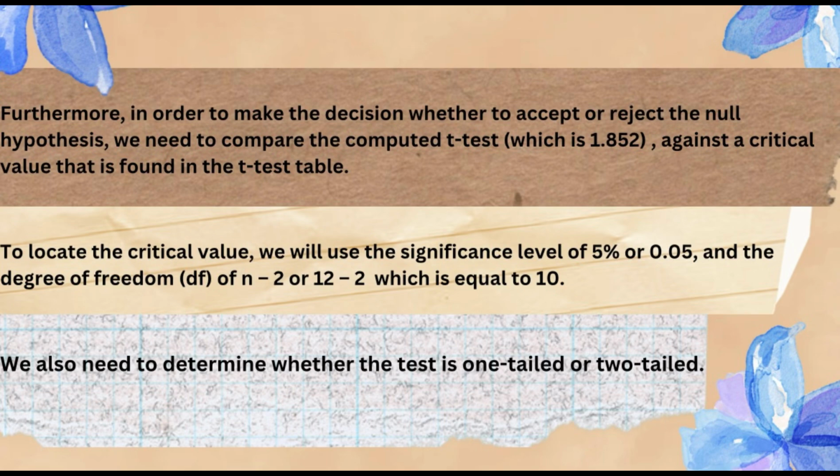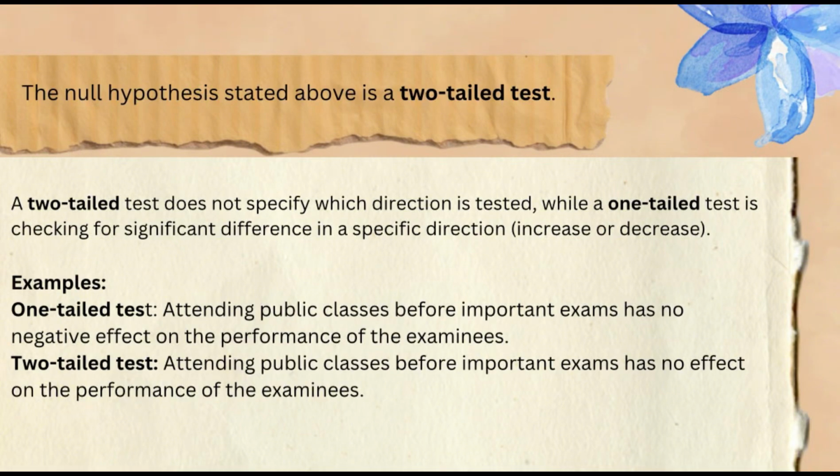Before that, we also need to determine whether the test is one-tailed or two-tailed. So let's go. The test is two-tailed. And why? Because a two-tailed test does not specify which direction is tested, while a one-tailed test is checking for a significant difference in a specific direction. We are discussing height and weight, and no direction is tested. We are not using increase or decrease, so we choose two-tailed.